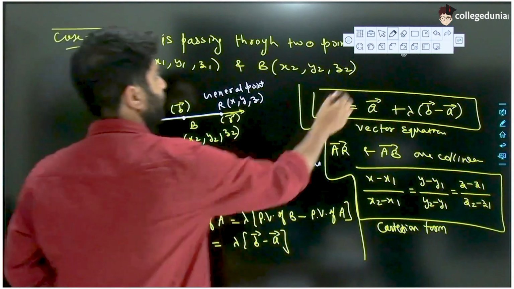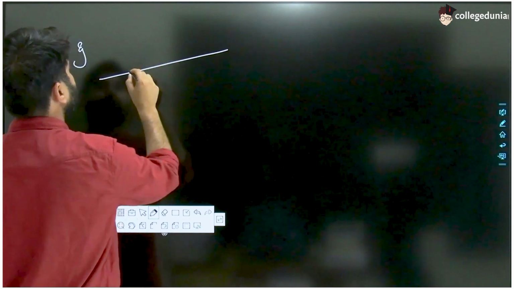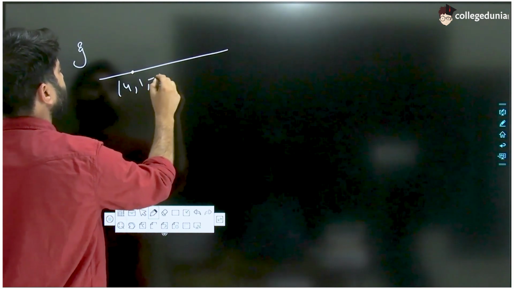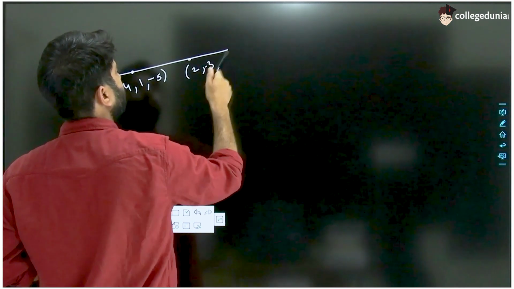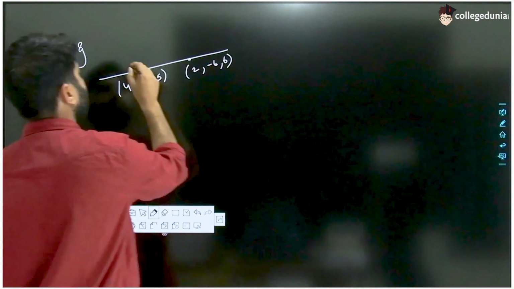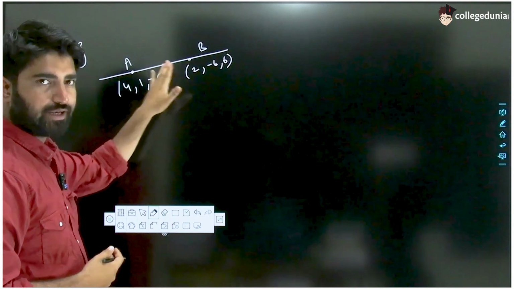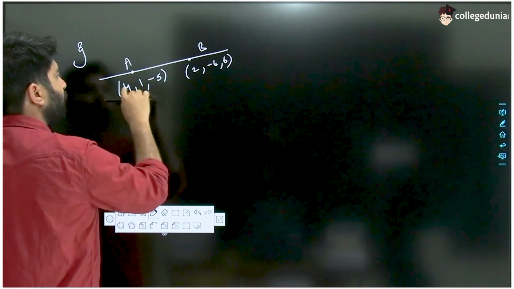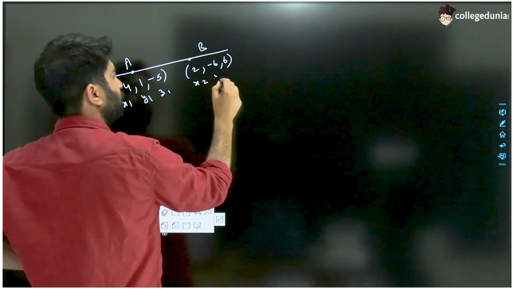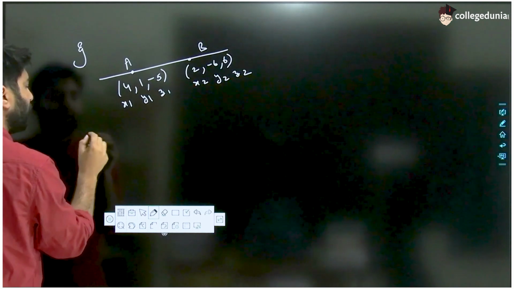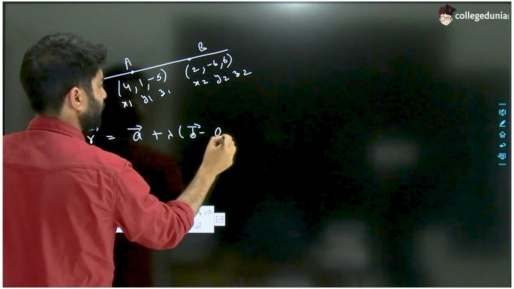For example, let's say we have to find the equation of a line which is passing through (4, 1, minus 5) and (2, minus 3, 6). This is point A and this is point B, and we have to find the equation of this line, right? So let's say the coordinates 4, 1, minus 5 are x1, y1, and z1. This point B will be x2, y2, z2. The formula for finding the equation is a vector plus lambda times (b vector minus a vector).